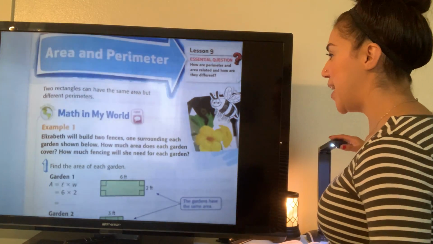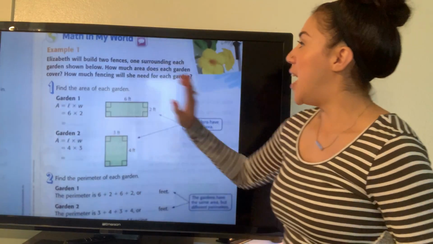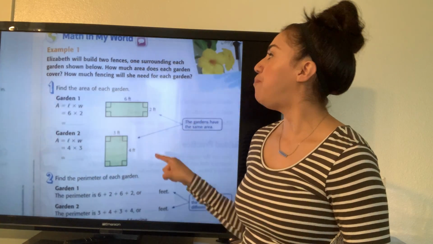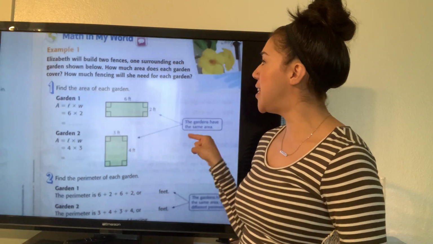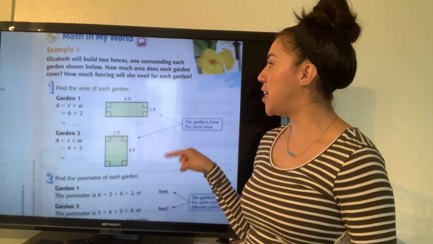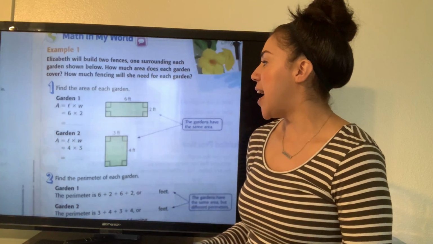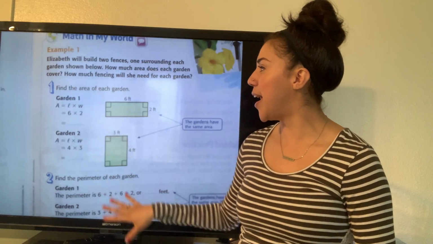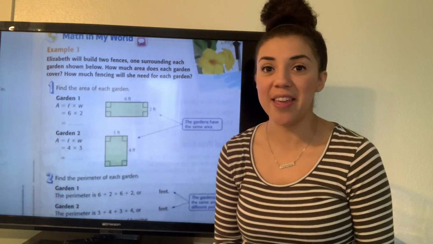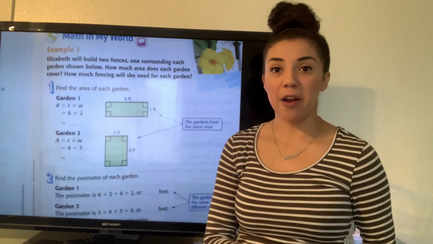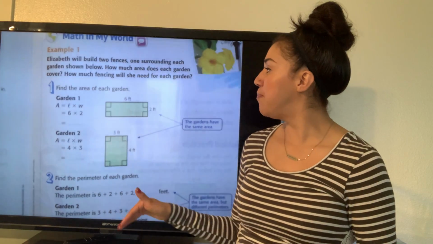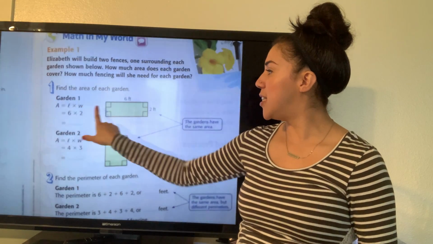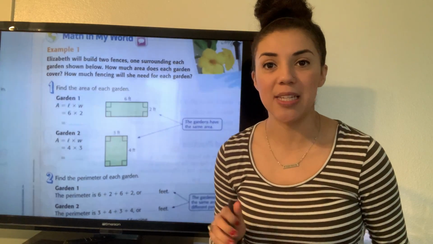So, example one says Elizabeth will build two fences, one surrounding each garden shown below. How much area does each garden cover? How much fencing will she need for each garden? Here we have garden one, and we also have garden two. The first thing they want us to do is find the area. We know that the formula for area is length times width. Here in this rectangle, we have 6 times 2, which we know is 12.